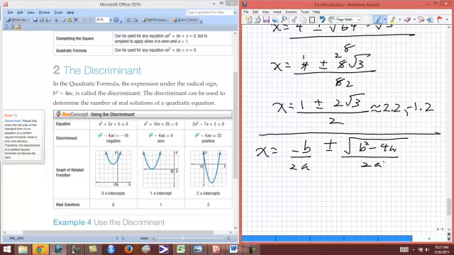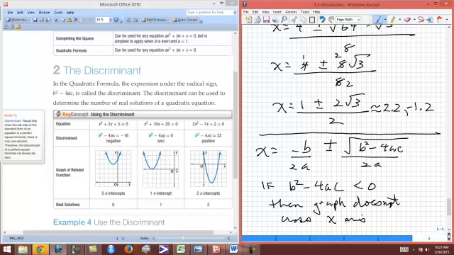Now, you have plus or minus the square root of b squared minus 4ac over 2a. Let's talk about this for a minute. If b squared minus 4ac, the radicand, is less than 0, then the graph does not cross the x-axis. It has no real roots. Now, it has roots, but they're not real. They're complex. No real roots.